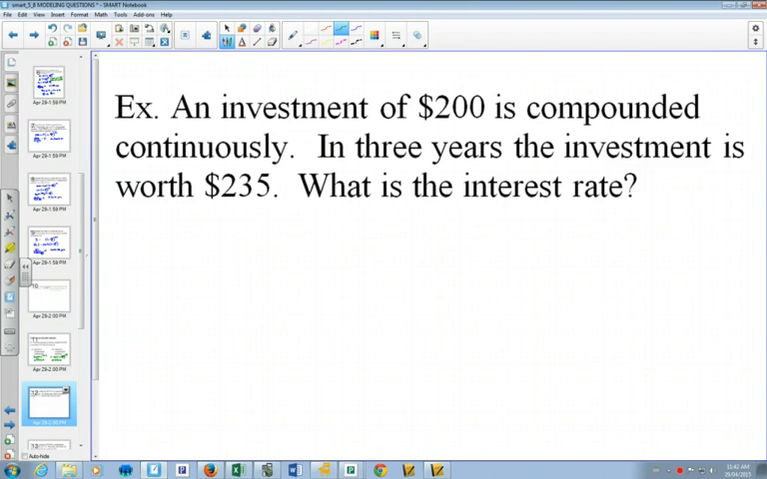So now with this question, it's compounded continuously. This would be a key word that you're looking for. In previous years when they had the formula sheet, that would be what you would look for to know that you need to use the PERT formula. Now they would give you the formula in the equation, so it's not as big of a deal. But when we plug this in, we know that it's worth $235. We know we started with 200. The interest rate, we don't know. And the time is 3 years.